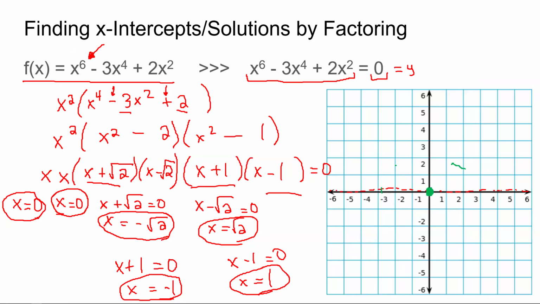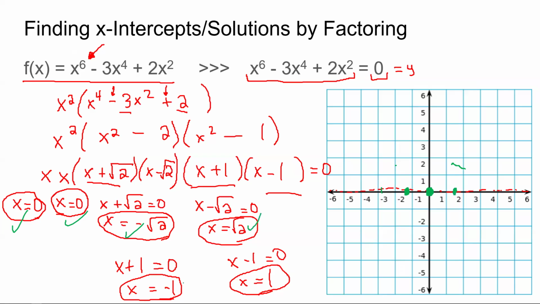Negative square root of 2. The square root of 2, a decimal approximation, is like 1.414, right? So I'm going to come back here, negative 1.414, and put a dot right there. And now we've gotten this guy and this guy and this guy. We need the positive square root of 2. So I'll come over here and put a dot. Takes care of this one.